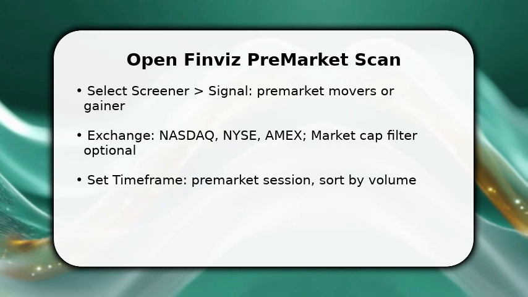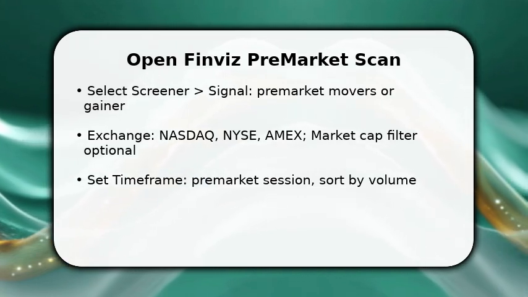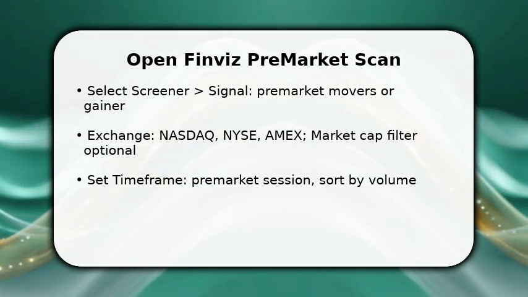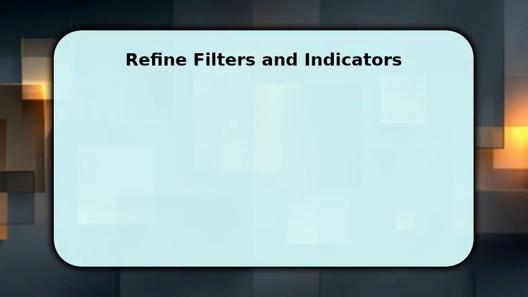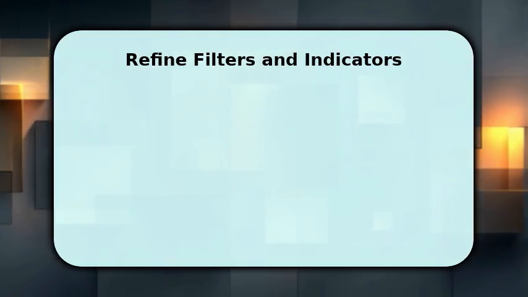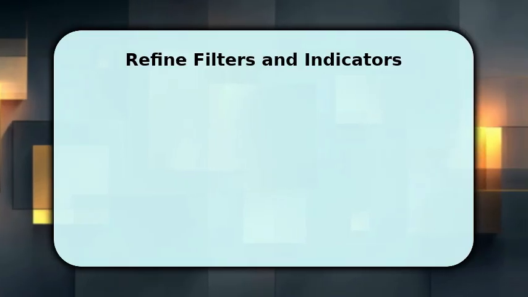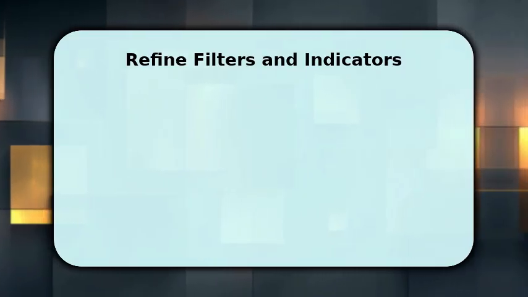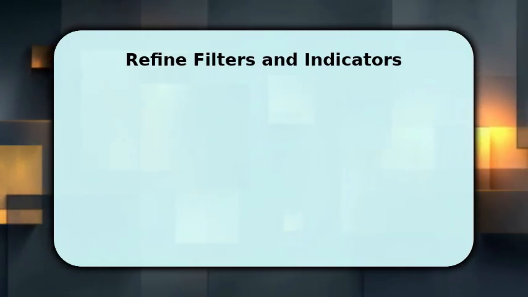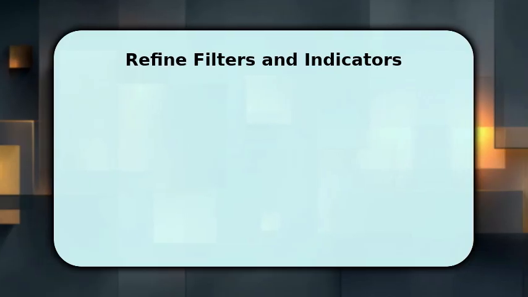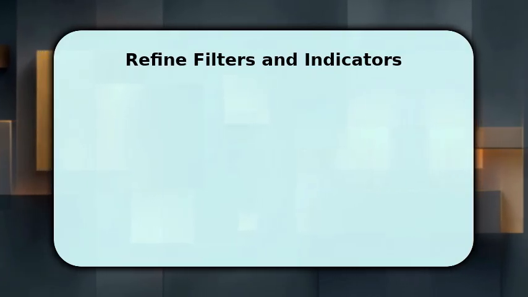Now refine the list. Set a minimum price and a pre-market volume threshold, for example price over $1 and volume above 100K to avoid illiquid pennies. Then add technical filters like RSI extremes or gap percent to capture significant moves, and flag earnings or fresh news so you know drivers. After filtering, open each candidate's chart.